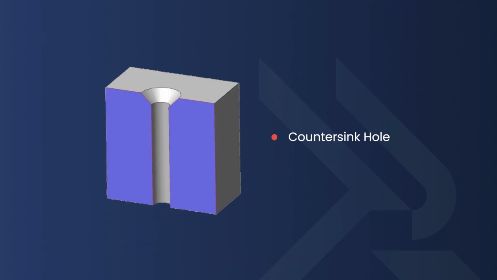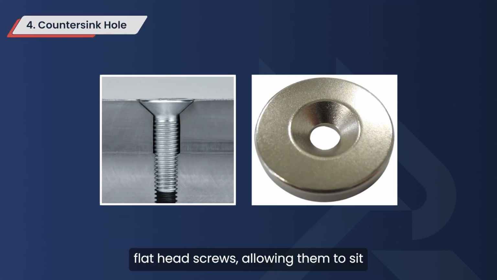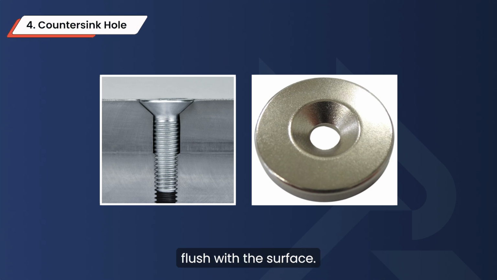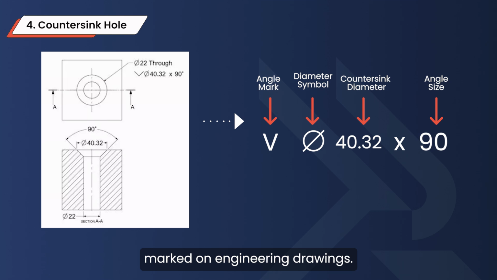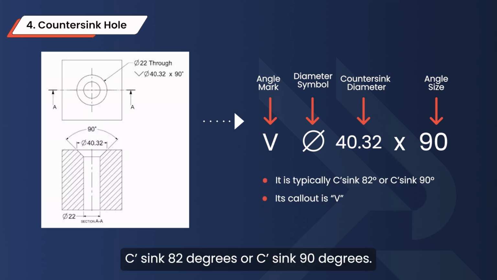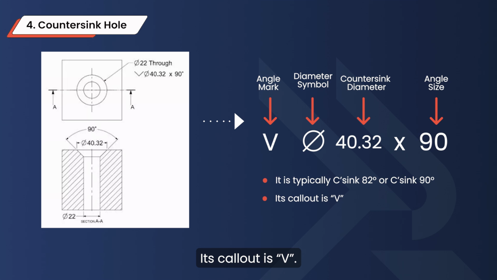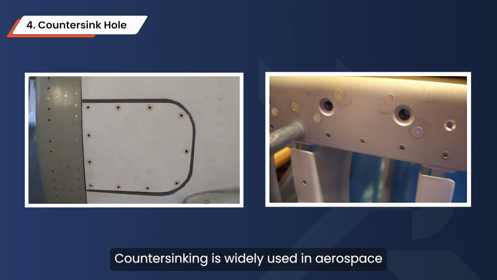Next, countersink hole. It's designed for flat head screws, allowing them to sit flush with the surface. You'll often see this hole with an angled dimension marked on engineering drawings. It is typically C-sink 82 degrees or C-sink 90 degrees. Its callout is V. Countersinking is widely used in aerospace and automotive applications.